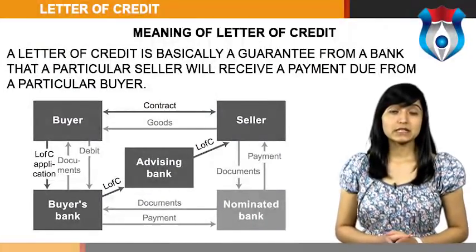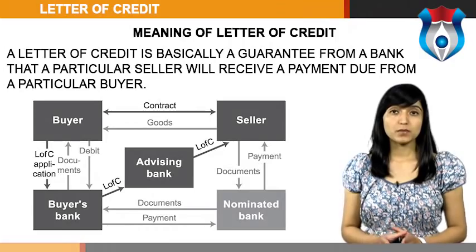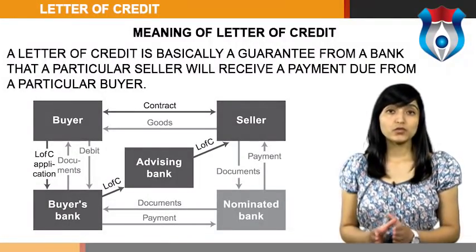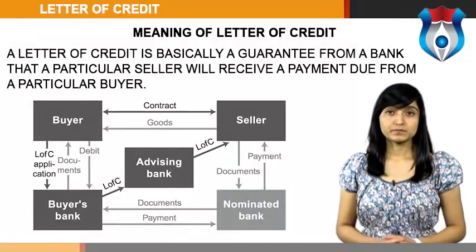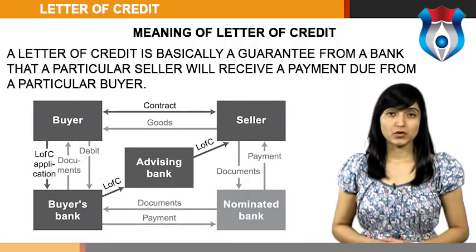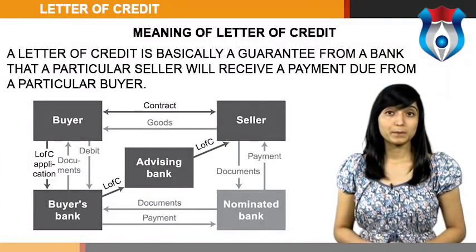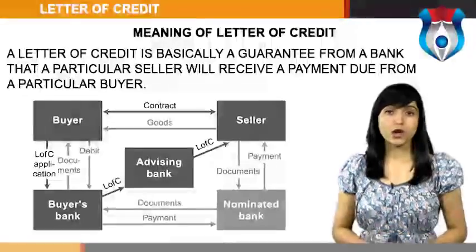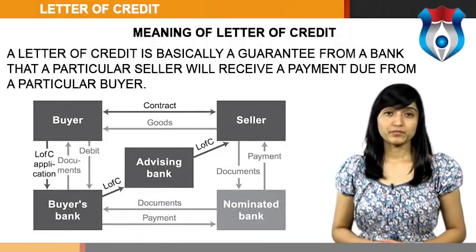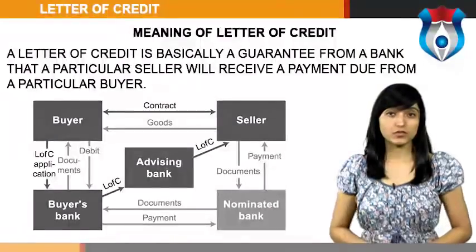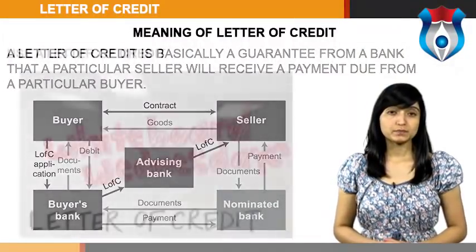A letter of credit is basically a guarantee from a bank that a particular seller will receive a payment due from a particular buyer. The bank guarantees that the seller will receive a specified amount of money within a specified time. In return for guaranteeing the payment, the bank will require that strict terms are met. It will want to receive certain documents, for example, shipping confirmation, as proof.